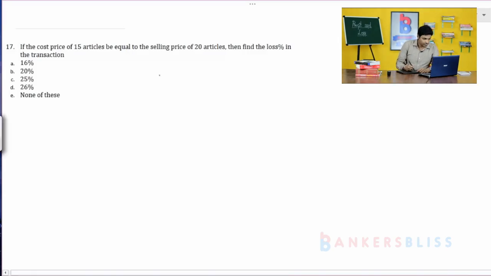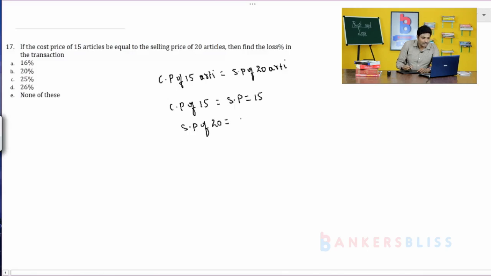See here, CP of 15 articles is equal to SP of 20 articles. You interchange both the two. Therefore, CP of 15 is equal to selling price, which is 15. Next, SP of 20 articles is equal to CP, that is 20.